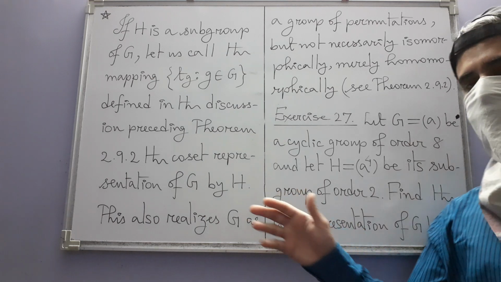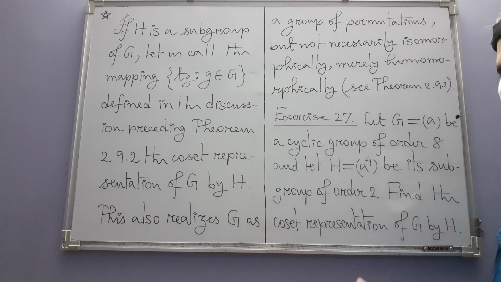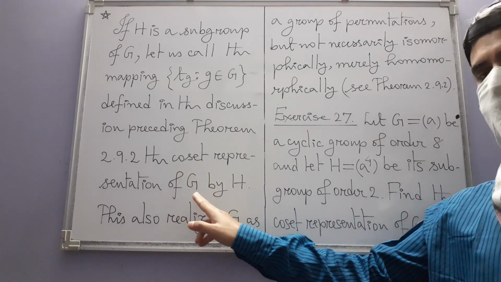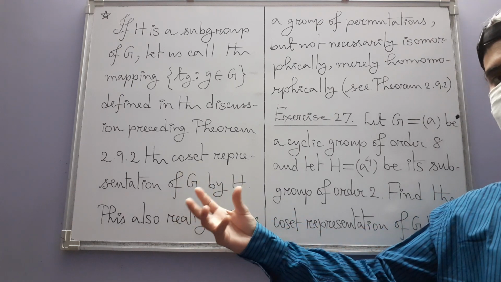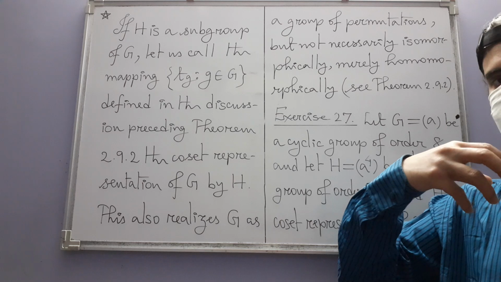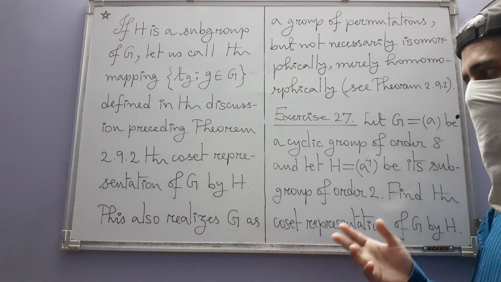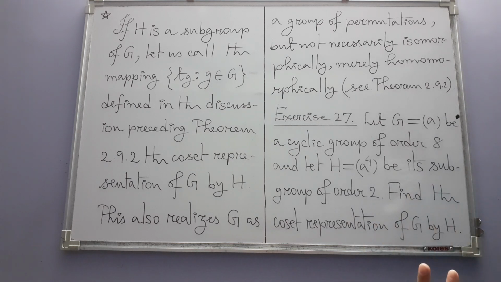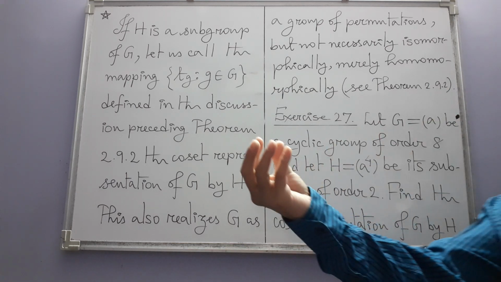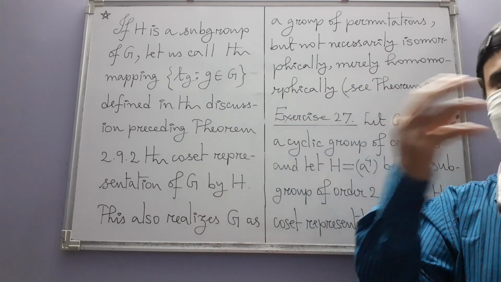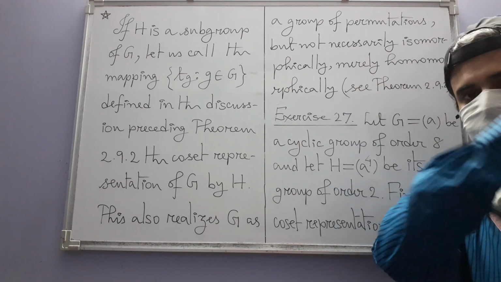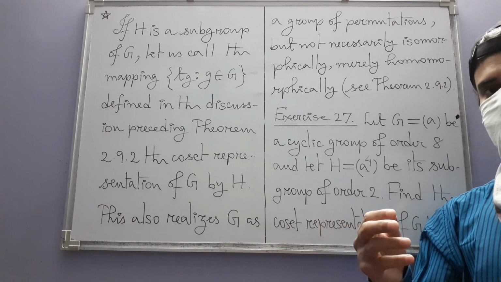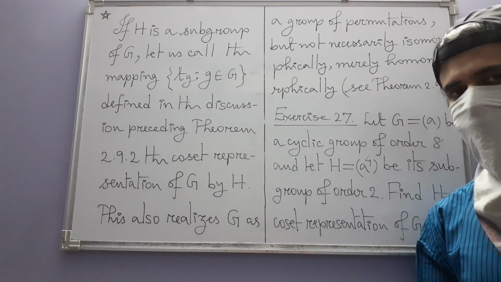But unlike the permutation representation, here we will not unfortunately be able to represent G isomorphically inside a permutation group, but homomorphically, not necessarily isomorphically. It may be isomorphic, you may find an actual copy of G inside the permutation group in which you are representing this group, but it may only be a homomorphic copy also.